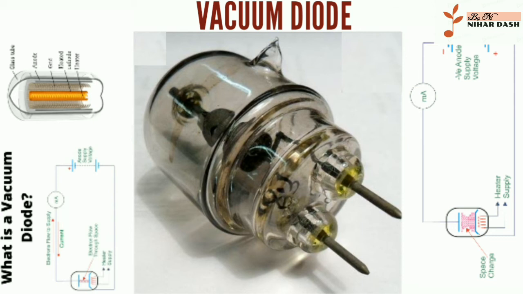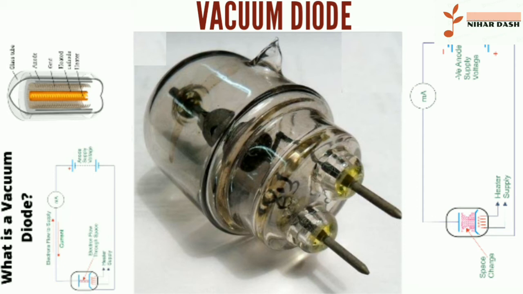A filament heats this cathode. Hence electrons get emitted from the cathode and attracted towards the anode. If the positive voltage applied to the anode is not sufficient enough, the anode cannot attract the electrons emitted from the cathode due to hot filament. As a result, one cloud of electrons gets accumulated in the space between cathode and anode. This is called space charge.